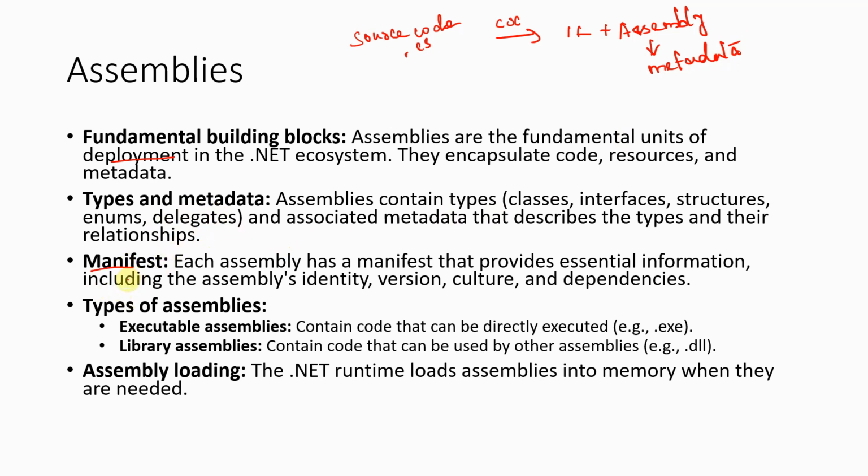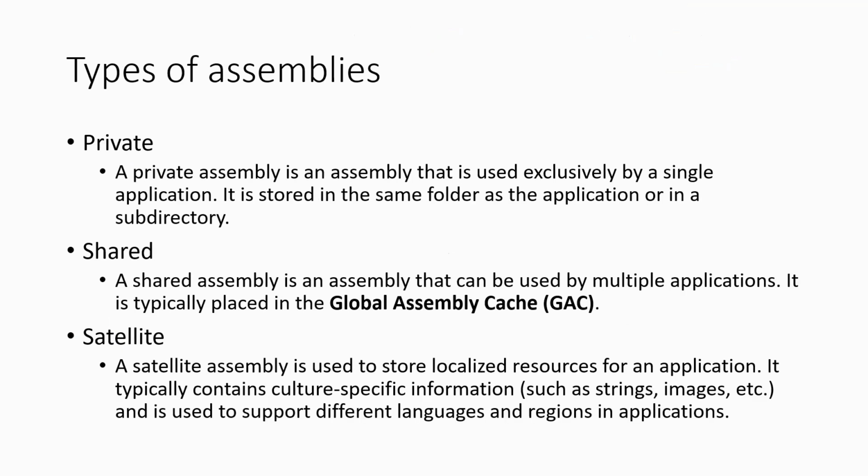Manifest represents the metadata about the assembly. There are two types of assemblies: one is the executable assembly and another one is the library assembly. These assembly files get loaded during the runtime inside the memory when they are needed. And there are three different types of assemblies: private, shared and satellite.